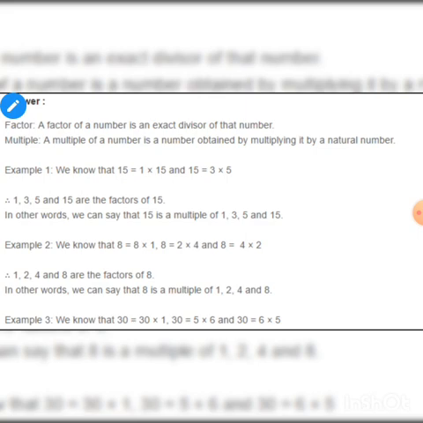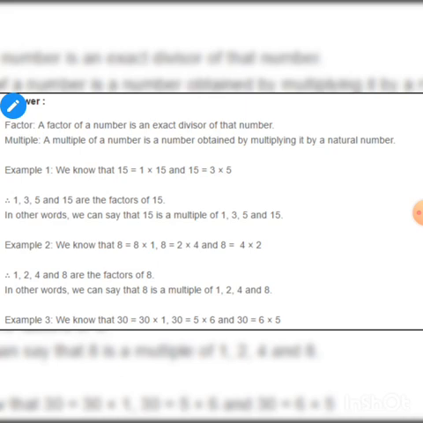Let's understand with another example. If you take 8, now see by which numbers this 8 is divisible. 8 is divisible by 1, it is divisible by 2, it is divisible by 4 and it is divisible by 8 also. So you can see here 1, 2, 4 and 8 are the factors of the number 8.